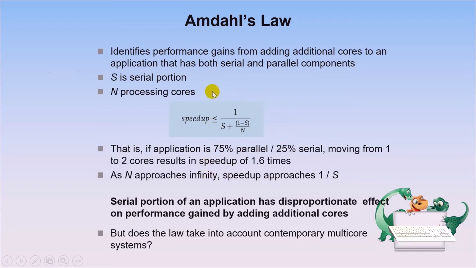So to compute that speed up, you'll have this formula here. As mentioned, if the application is 75% parallel and 25% serial, moving from a single core to a dual core results in a speed up of only 1.6 times. As n approaches infinity, the speed up approaches 1 over S. The serial portion of the application has this disproportionate effect on the performance gained by adding additional cores.